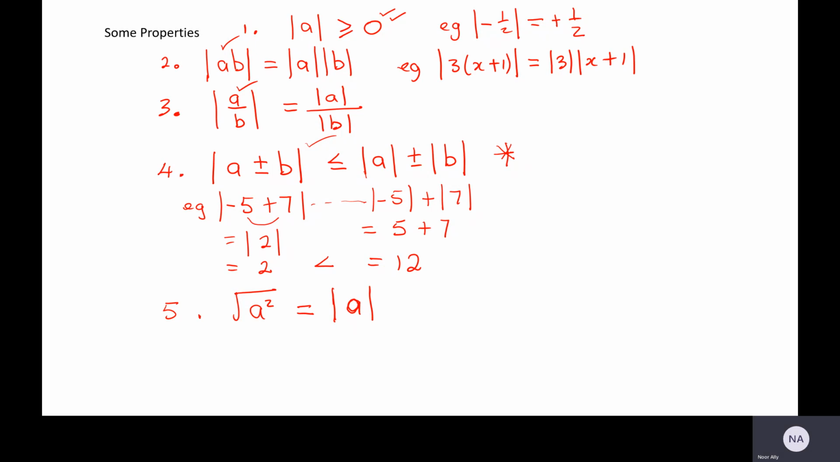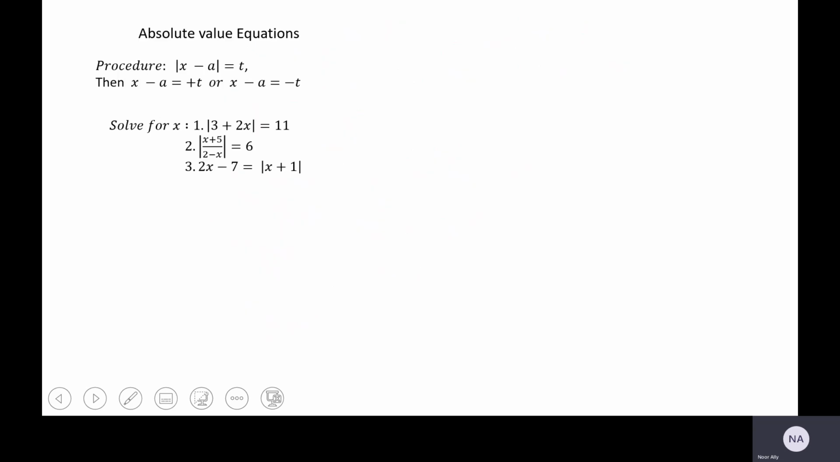And you'll find that the square root of A, irrespective of what A is, will give you the absolute value of A. Okay, some very straightforward properties. We're going to apply some of those properties in absolute value equations. And this is what we are going to concentrate on now: when we obtain absolute value within an equation, how do we go about solving that?